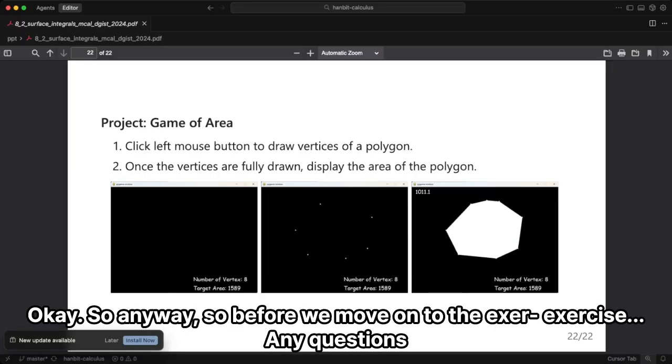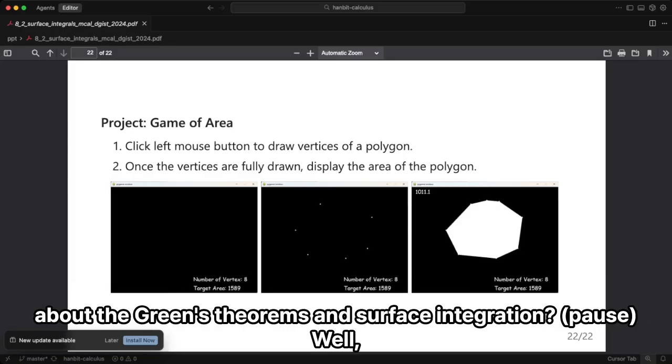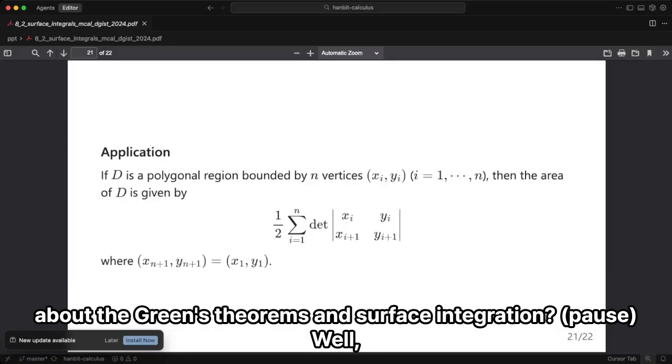Okay. So anyway, before we move on to the exercise, any questions about Green's theorem and surface integration?